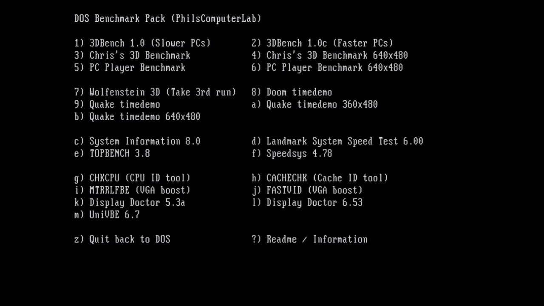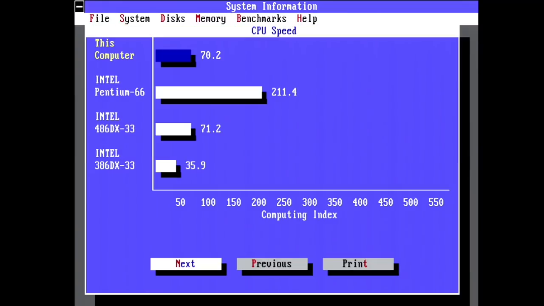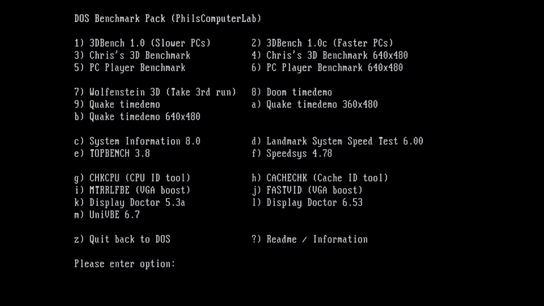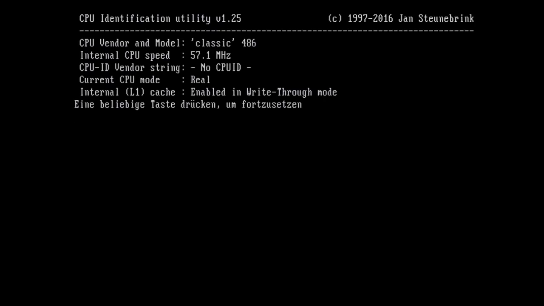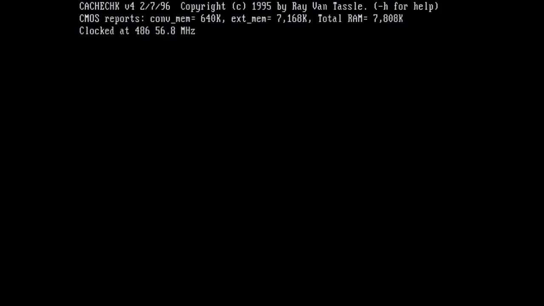Then let's go back to DOS bench, and let's go back now to system information. And remember, we got there before 66 in the CPU speed, and now we got 70.2. So we could increase significantly the CPU speed by setting the cache for the right handling. So a quite nice improvement. Let's go G. Here we can see also it's showing 57.1 megahertz for the CPU, and the level 1 cache is still enabled in write-through mode. So now it's getting interesting. H for cache check.